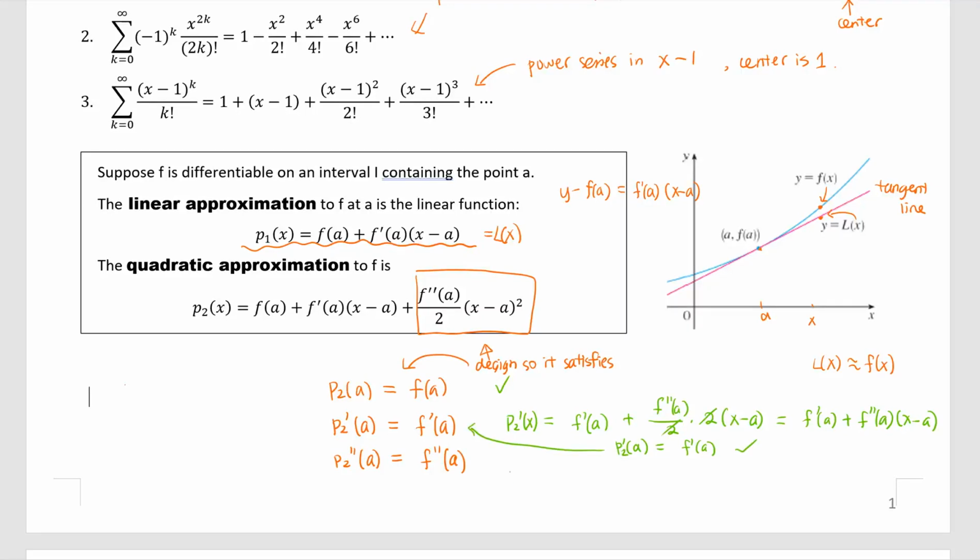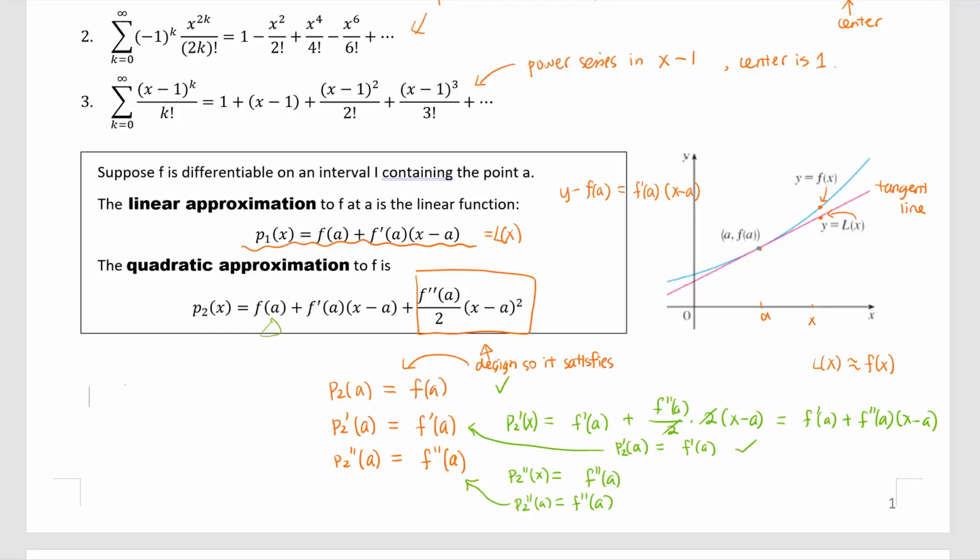How about the third one? We take one more derivative. The derivative of f prime of a is 0, and then the derivative of this term is f double prime of a, a constant multiple, and the derivative of x is 1. So that's why we have this term. When we plug in a, we get P2 double prime of a is f double prime of a, which is this one. Okay, so that's why you see the pattern.